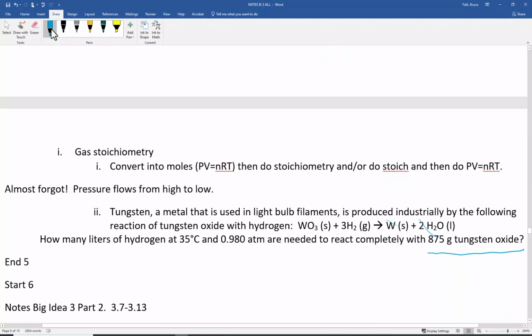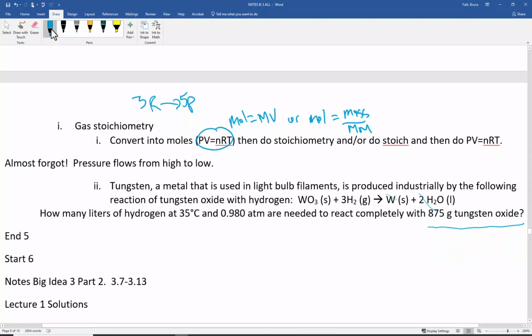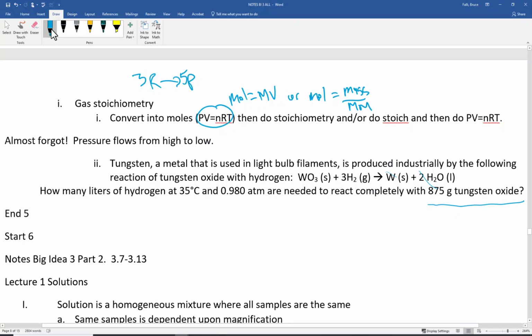Gas stoichiometry. So that means if I'm going from reactant yields products. So if I have 3 reactants yields, let's say 5 products. Convert into moles. PV equals nRT. Okay. Or maybe moles equals MV. Or moles equals mass over molar mass. And then do the stoich, and then you might have to do it again. All right. Pressure flows from high to low.